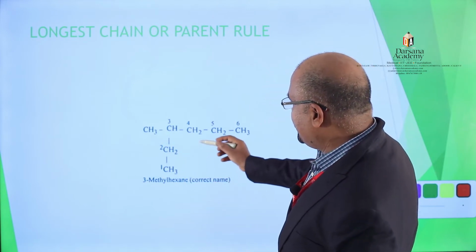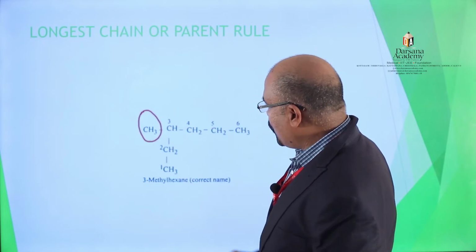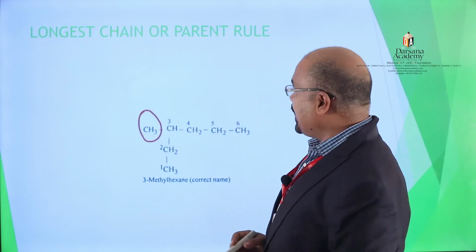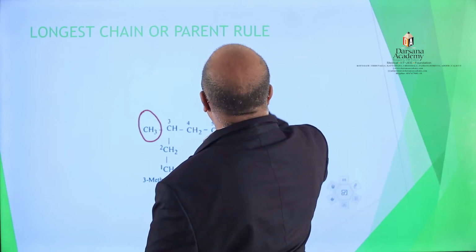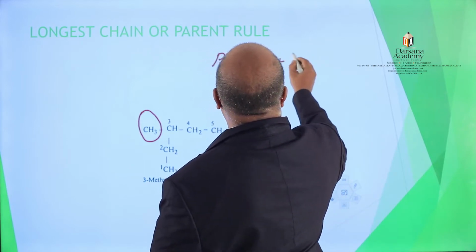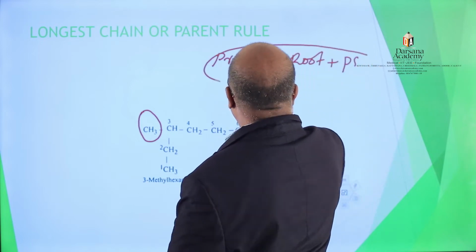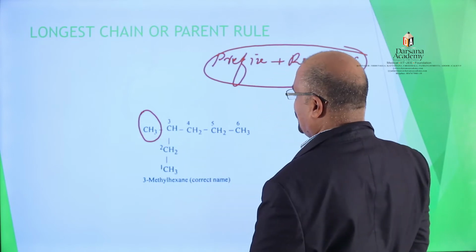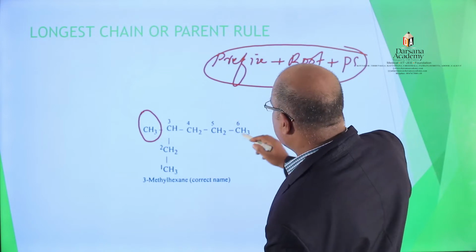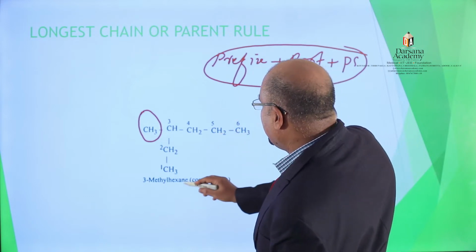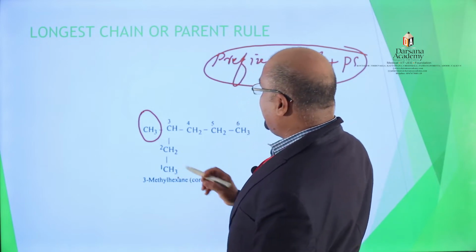The remaining part becomes the substituent or the branch, which is written as a prefix. So for writing the name of a branched chain hydrocarbon, we have to know the prefix, plus the root, then the primary suffix. Here the prefix is methyl, the root word is hex, since there are 6 carbon atoms, and ane is the suffix.